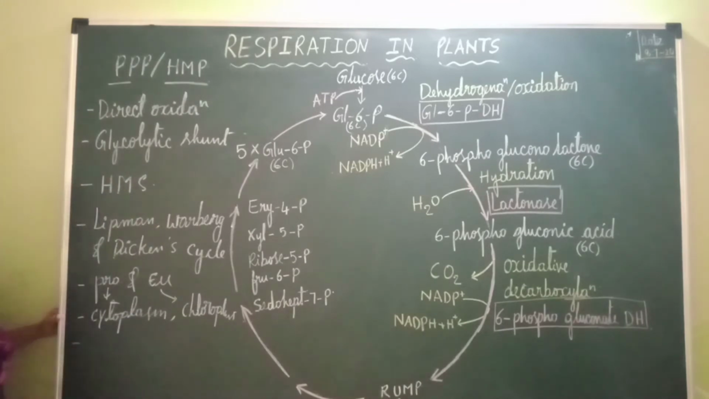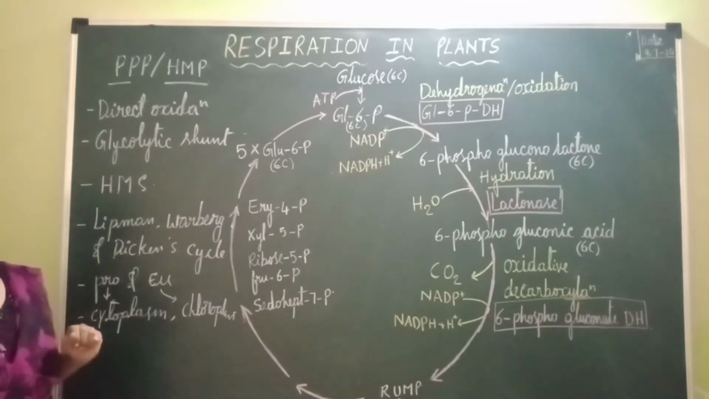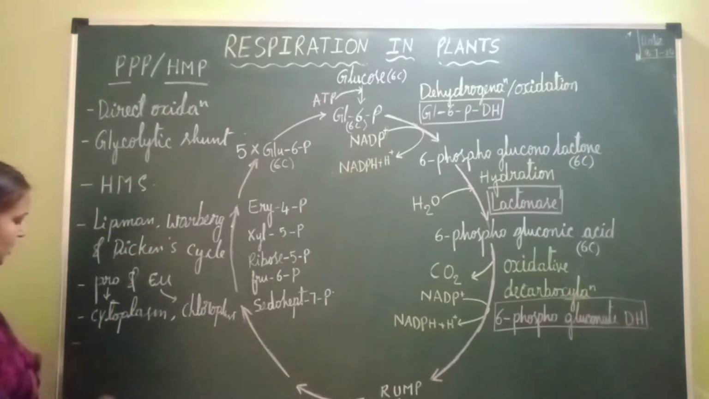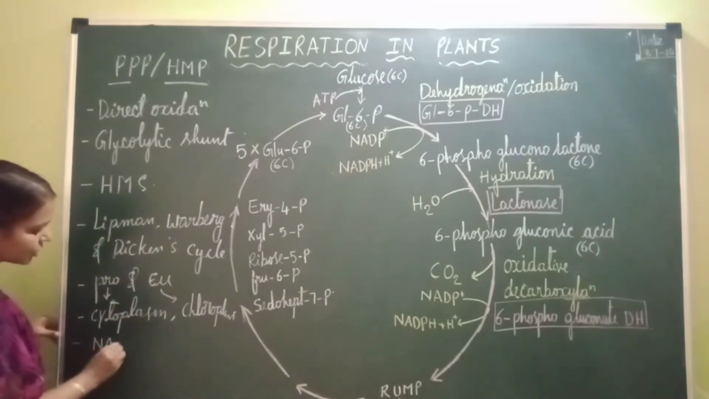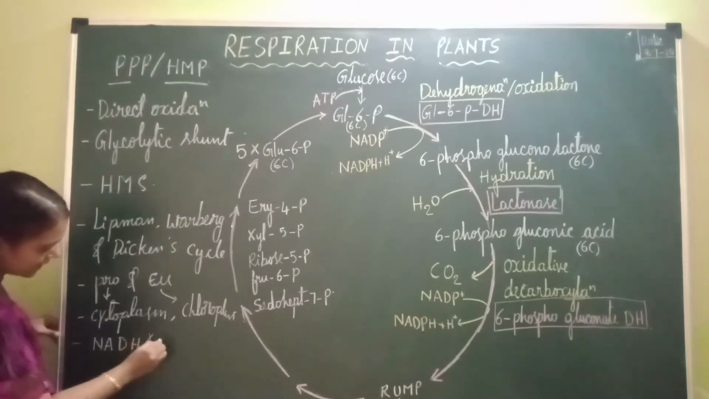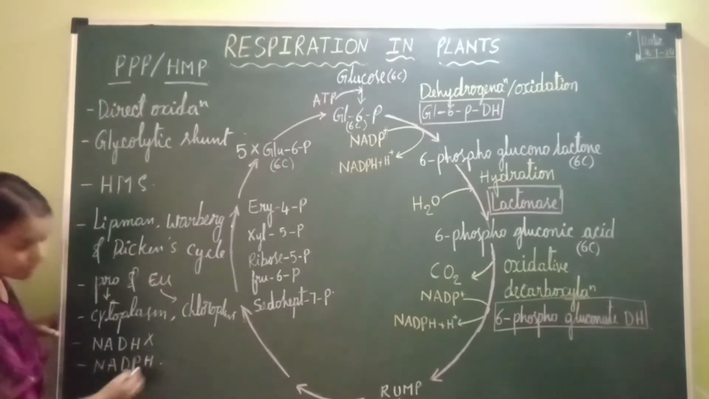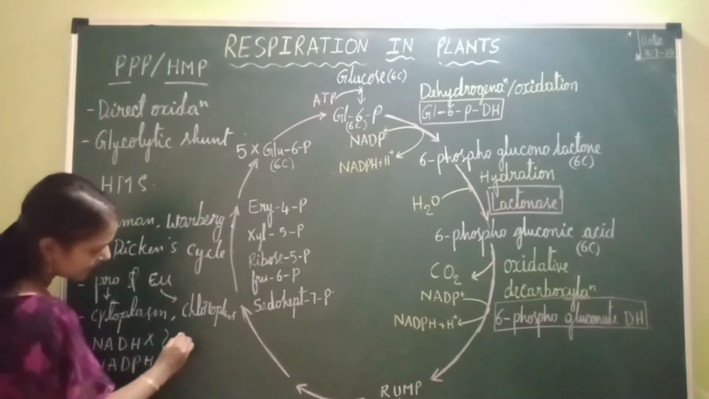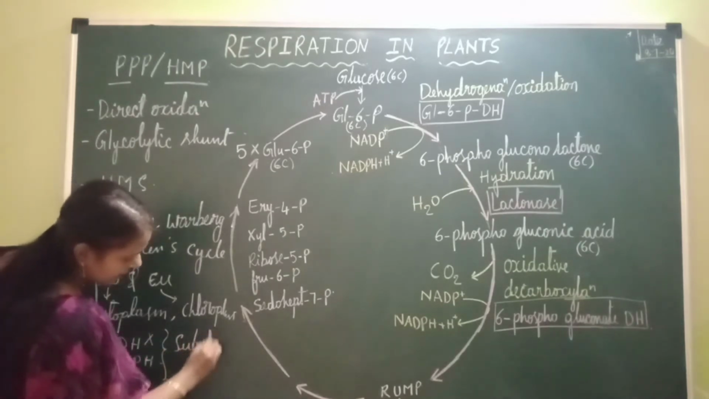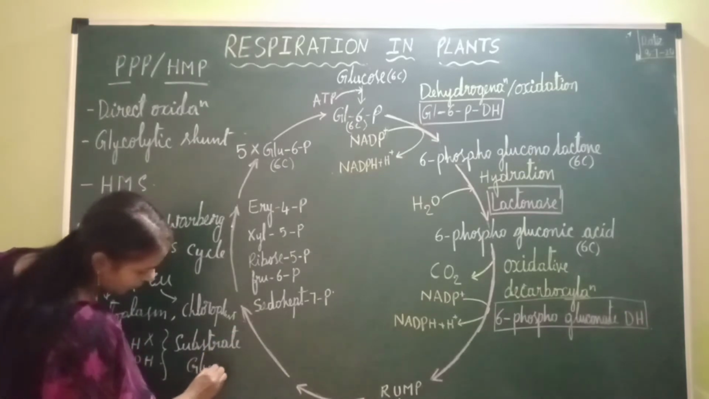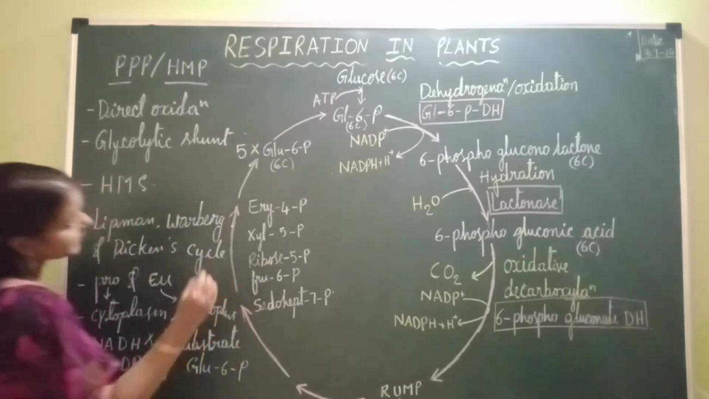And this is the only respiratory pathway in which, instead of NADH, NADPH is synthesized. So instead of NADH, NADPH is synthesized during this pathway. And the substrate for this pathway is glucose 6-phosphate. Now let's study the details of this pathway.